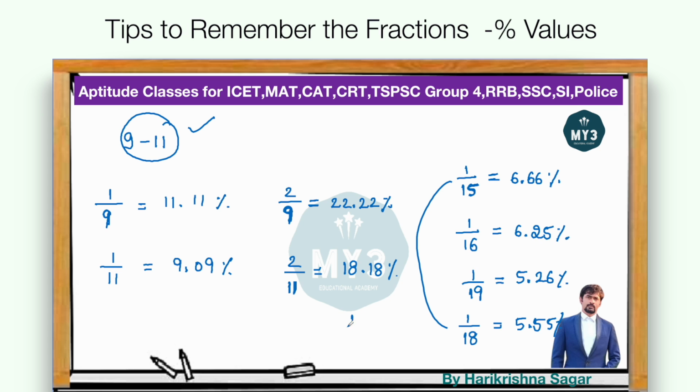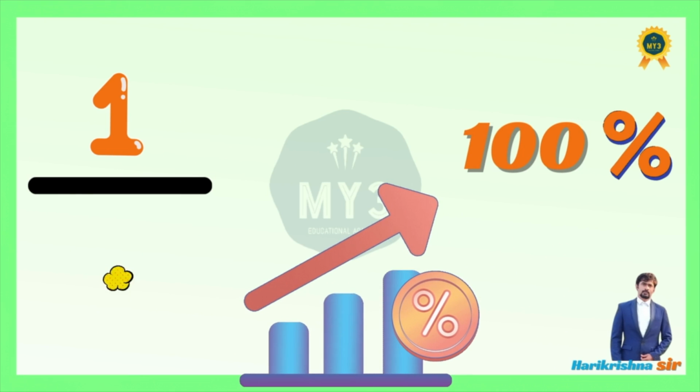And 1 by 17 is the only one left. 1 by 17 is 5.88 percentage. 1 plus 7 is 8. 8 will repeat with the last two digits after the decimal. So these are the values you can remember so that you will feel comfortable solving the questions.